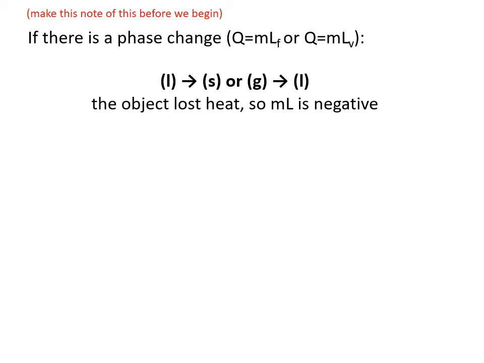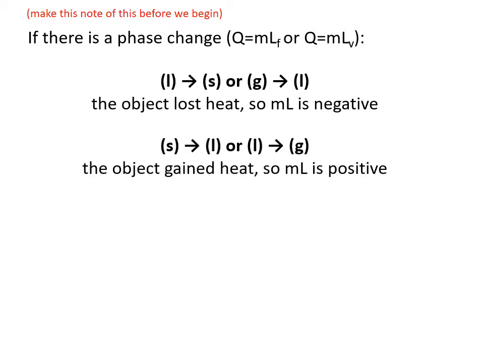So if I go from liquid to solid or gas to liquid, the object is losing heat, which makes sense. If I have water and it's turning into ice, I have to take heat out of the water. If I've got steam, if I want to turn to liquid, I have to take heat away from the steam in order to turn it into a liquid.